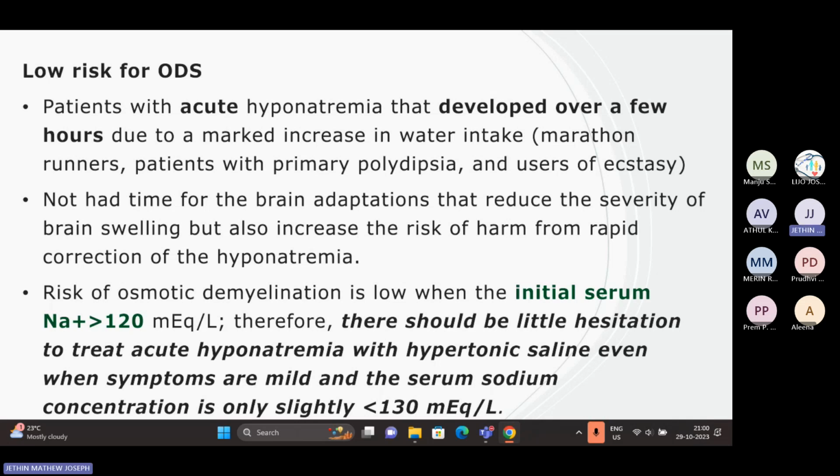So there should be little hesitation to treat acute hyponatremia with hypertonic saline even when symptoms are mild, because you don't need to worry about ODS in such cases.